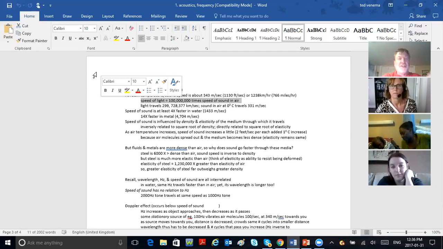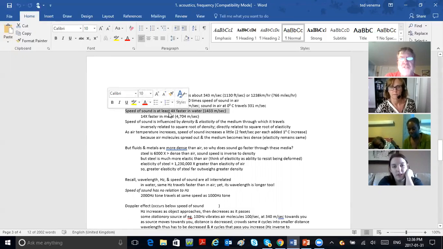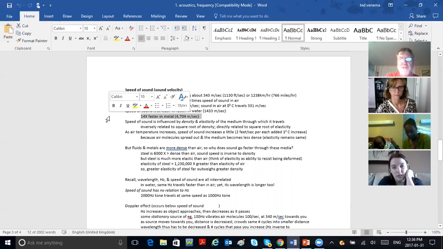Just for the heck of it, speed of sound is faster in water. How much faster in water? 4 times. It's faster yet in steel. 14 times faster in steel. That's why when you put your ear to a railroad track, you can hear the train coming way quicker than when you're listening for a train to come. Okay? And that's about it.